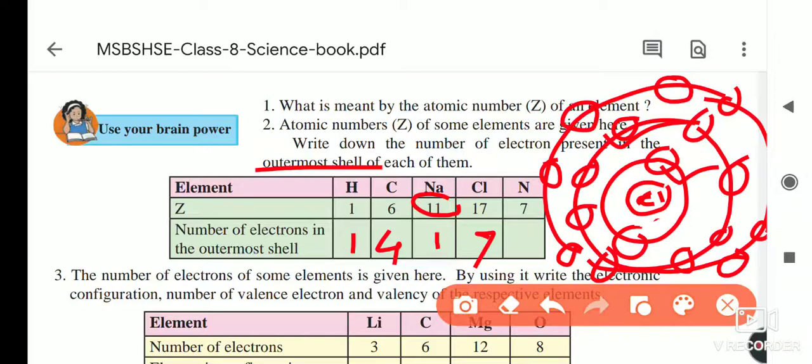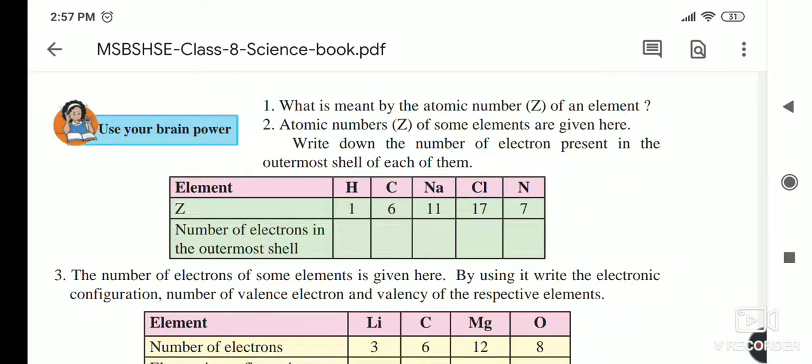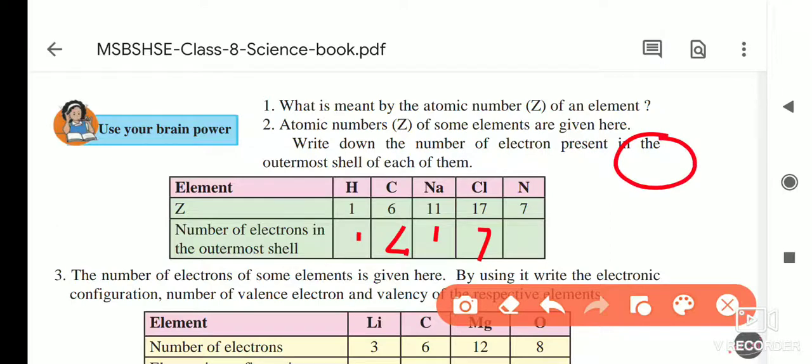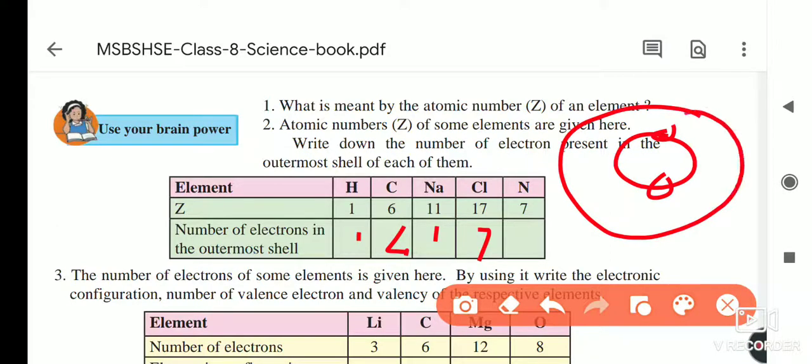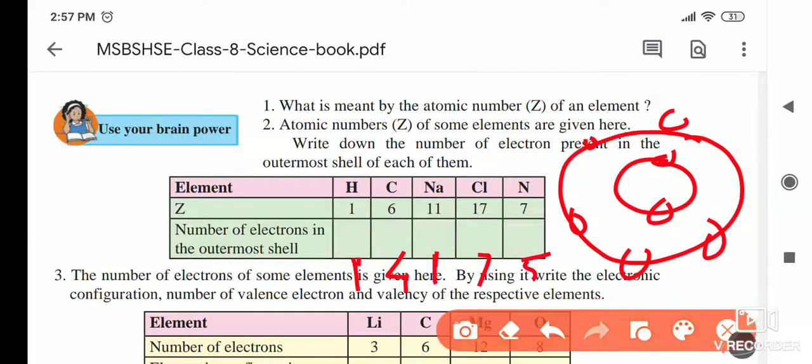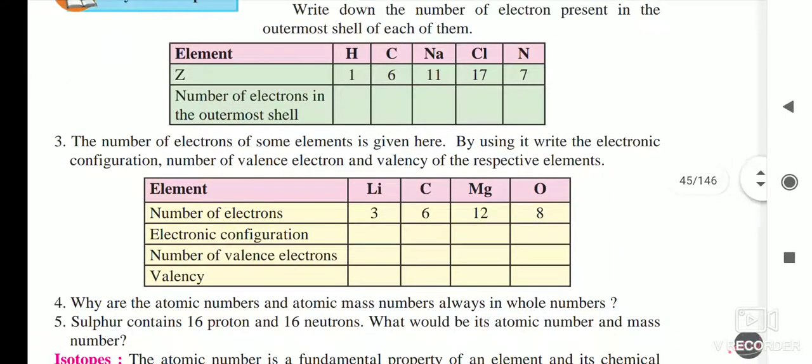7. Suppose it is nitrogen. Nitrogen's atomic number is how much? Z is equal to 7. So first 2 electrons will enter the first shell, and then how many remaining are there? 5 will enter the outermost shell. So hydrogen has 1 electron, carbon has 4 electrons, sodium has 1, chlorine has 7 and nitrogen has 5 electrons in its outermost shell.